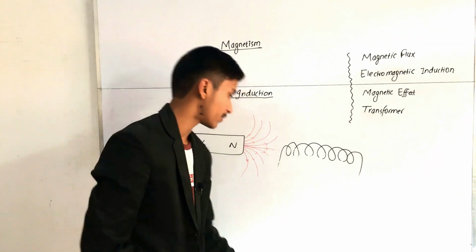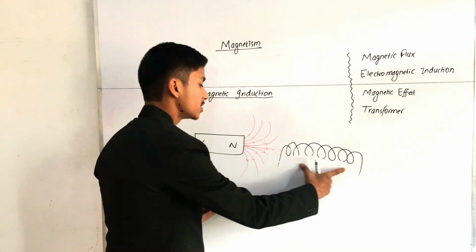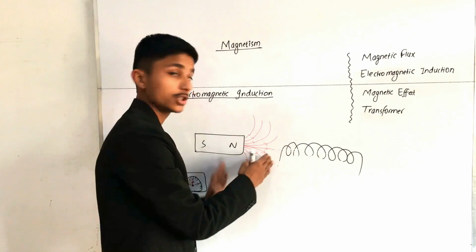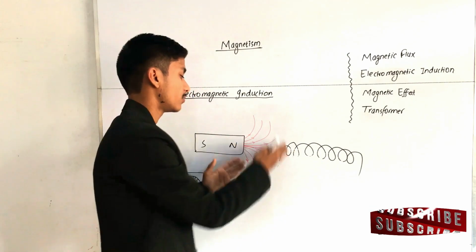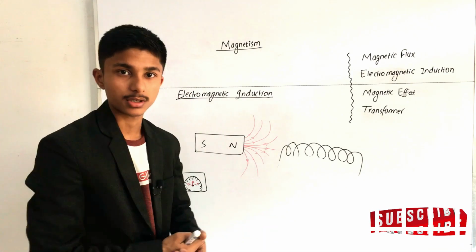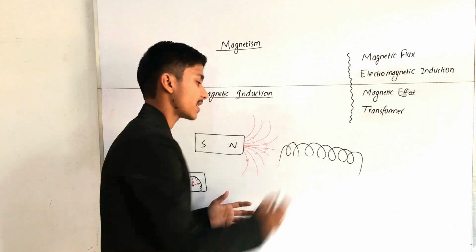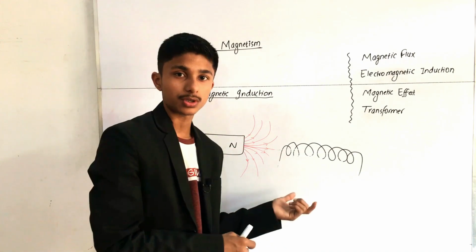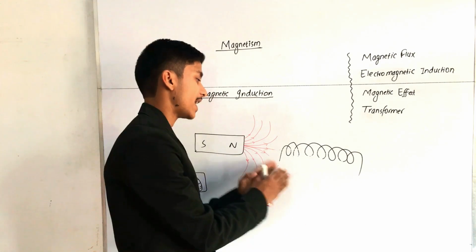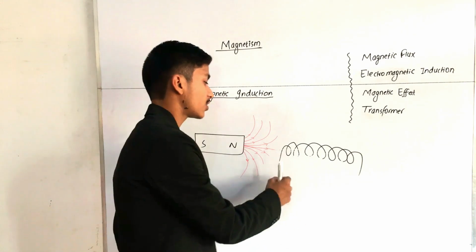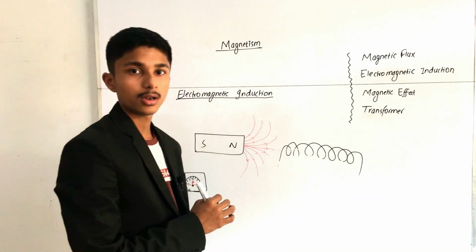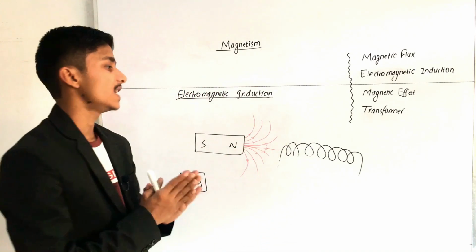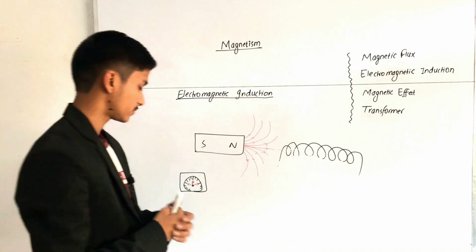And what happens when this coil is brought near to this magnet? It cuts the magnetic lines of force. This causes a change in magnetic flux, and when magnetic flux changes, an EMF is induced. And as a result, current is induced in this coil. Therefore, this phenomenon is called electromagnetic induction.